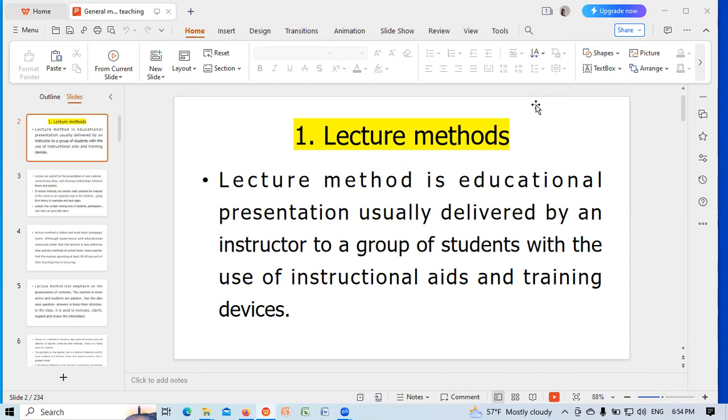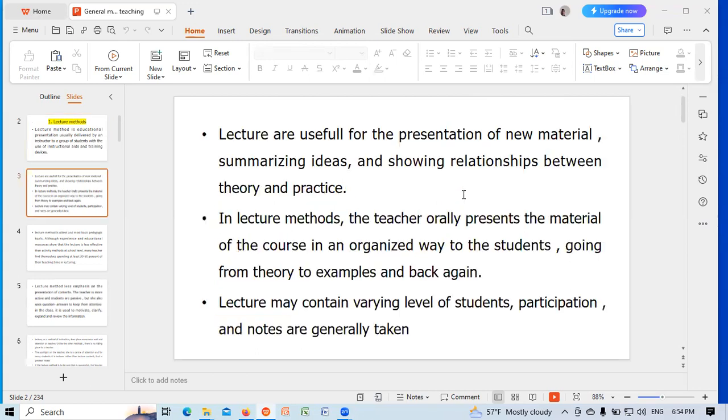Good evening. I've been discussing the lecture method in teaching. A lecture method is an educational presentation usually delivered by a teacher, professor, instructor, or facilitator to a group of listeners, students, or participants, using instructional aids and training devices, such as PowerPoint, books, and many others.